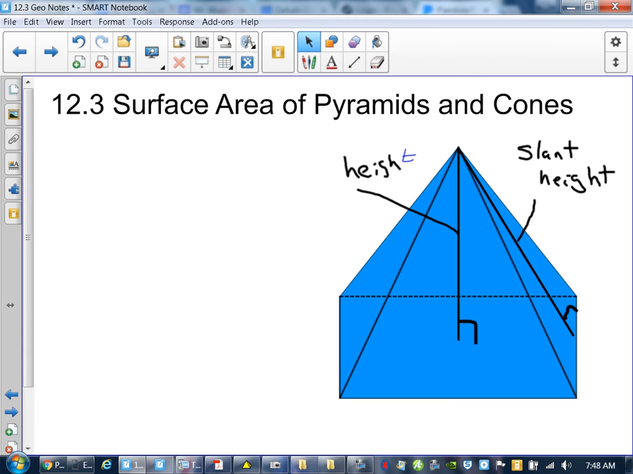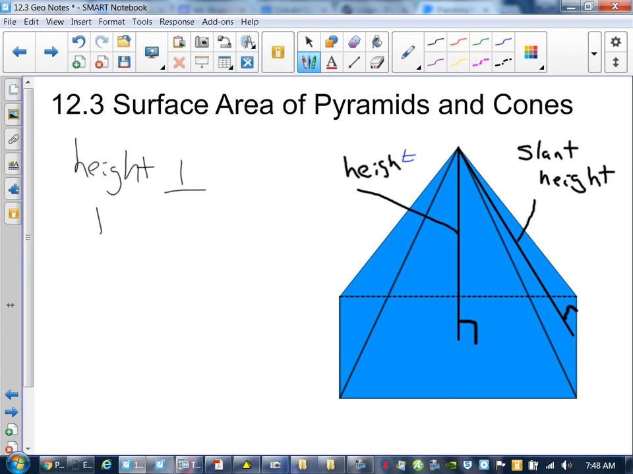What happens here is that the height is perpendicular to the base. The height of these things will also be in the center of the base. Our bases can be square, triangle, rectangle. Well, actually, probably won't be a rectangle. It'll be square. It's usually regular polygon stuff. So you're usually looking at regular polygons for this.